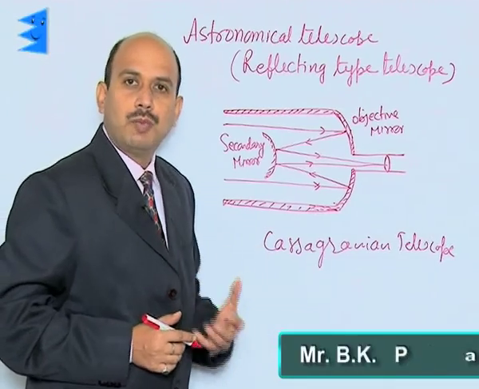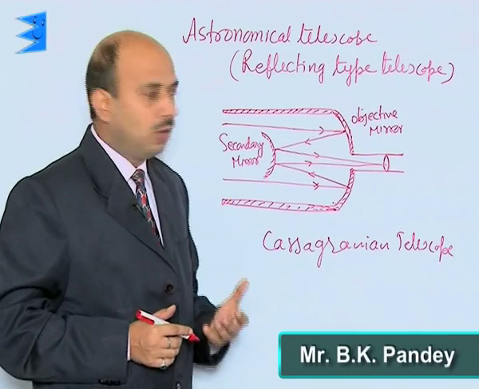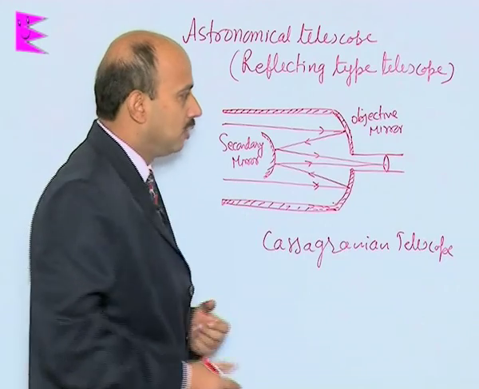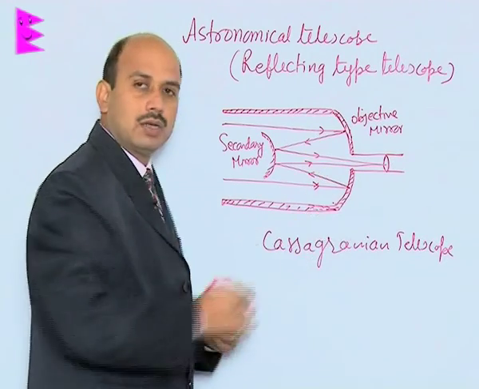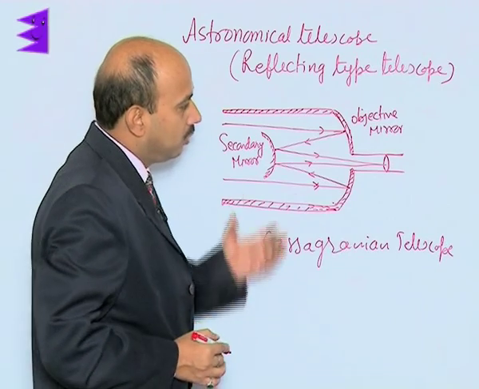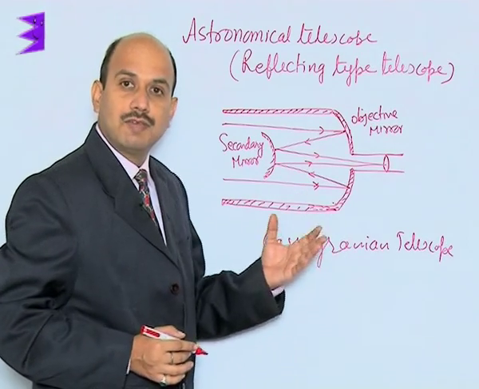So, now we have done the refracting type telescope. Now we are going to the reflecting type telescope. See here, in the reflecting type telescope, we use a big concave mirror having a large radius of curvature, and this concave mirror is used as a reflector here.